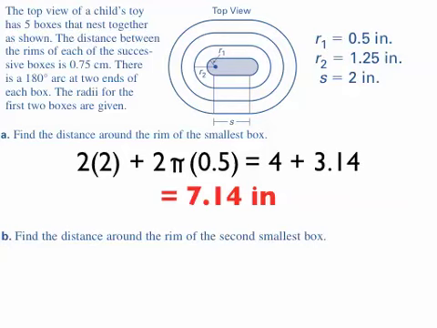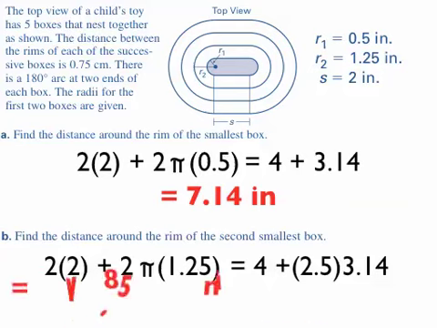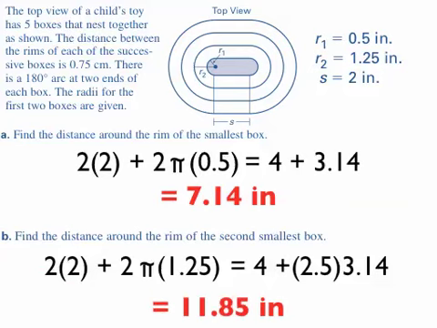It tells us the radius of the second box is 1.25 inches. My S is going to remain the same. My S is going to remain 2. So again, I'm going to have 2 times 2, because there's 2 sides measuring 2 inches each, plus 2 times pi times 1.25, which is the radius of the second smallest box. Well, 2 times 2 again is 4, and when I do 2 times 1.25, I get 2.5, and I'm going to use 3.14 for pi. Go ahead and multiply and add those together, and you get about 11.85 inches.